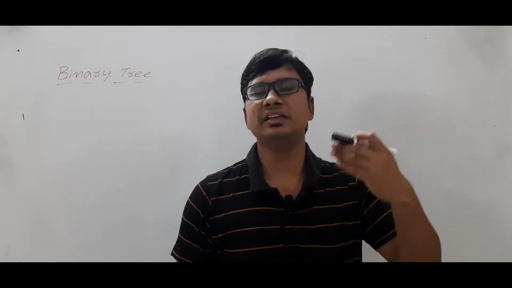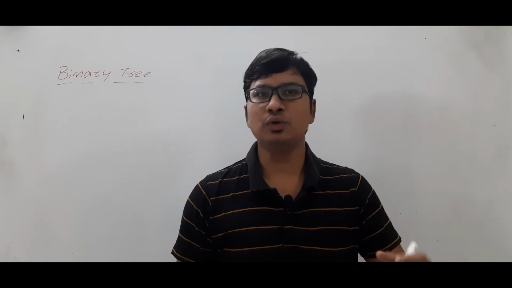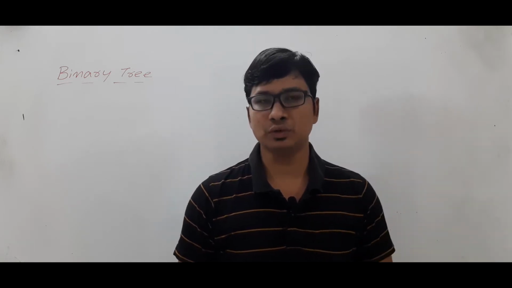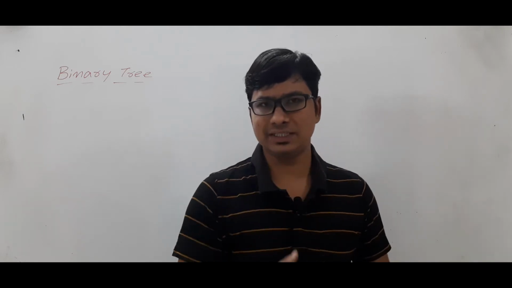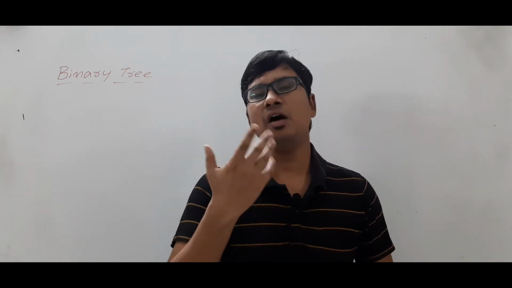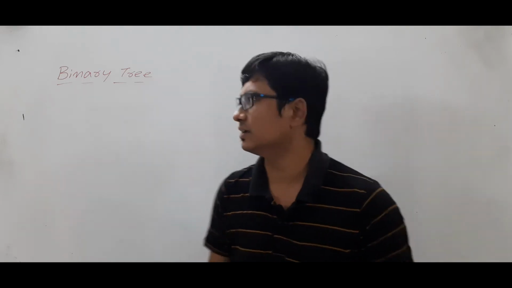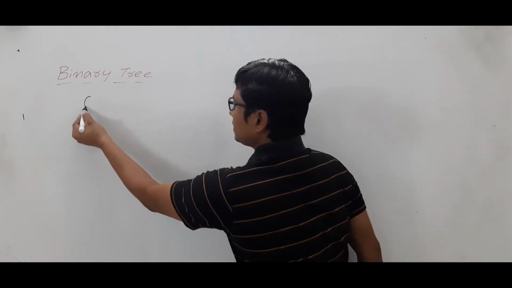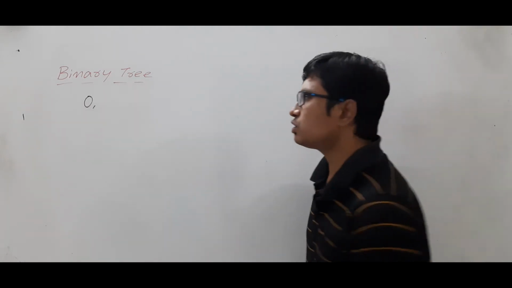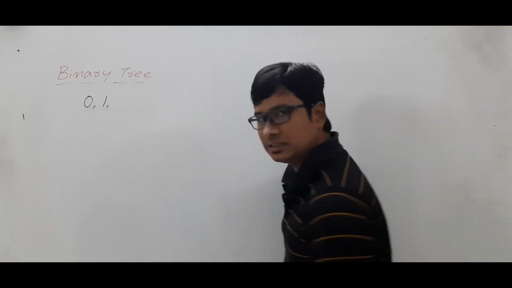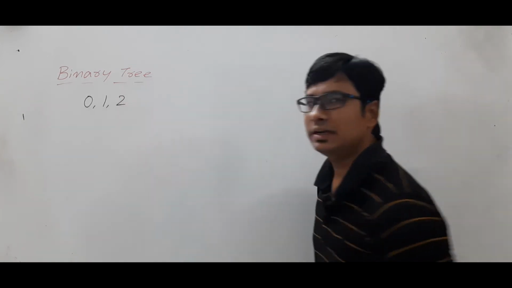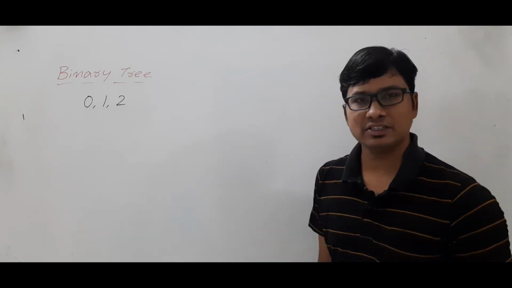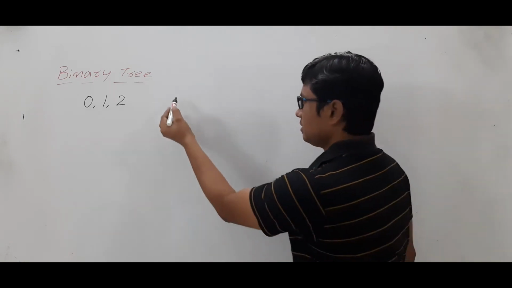A binary tree is a tree where each node can have at most two children. What is meant by at most two children? A node can have 0 children or 1 child or it can have 2 children. So, a binary tree is a tree where each node can have 0, 1, or 2 children. Let me give an example for binary trees.